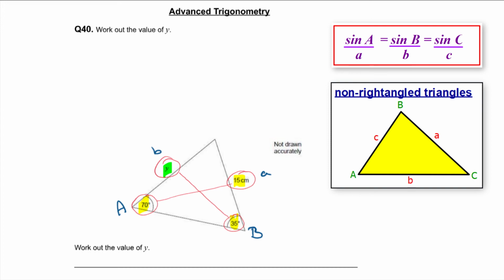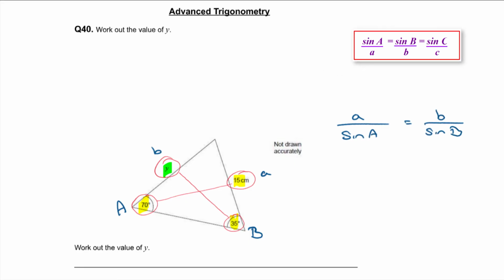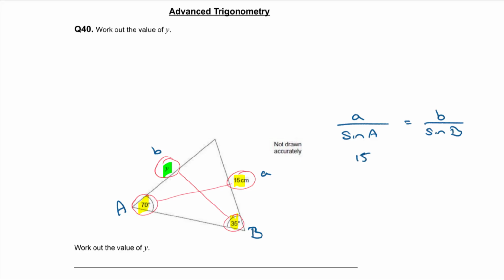Okay, so I'm going to start with the sides on the top. So I've got a over sine A is equal to b over sine B. Now you'll see there's 4 things here. I know 3 of the things. I want to find the 4th thing. Okay, so sub in what I know. a is 15. Sine A is sine of 70. b is the thing I want to find. And sine B, that is sine 35, isn't it?